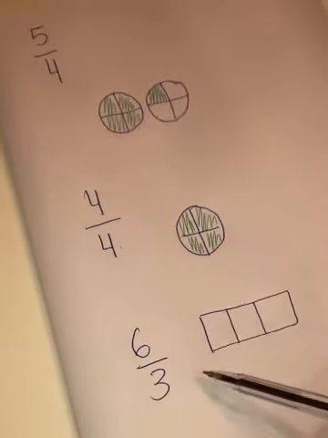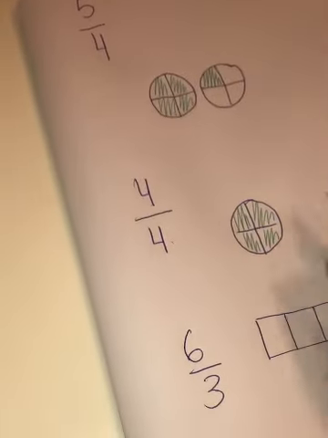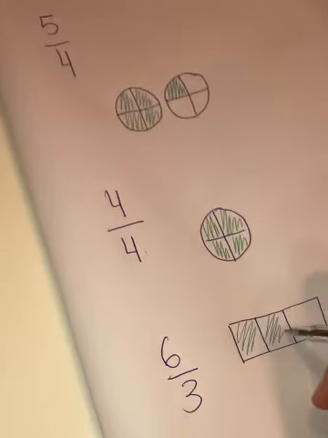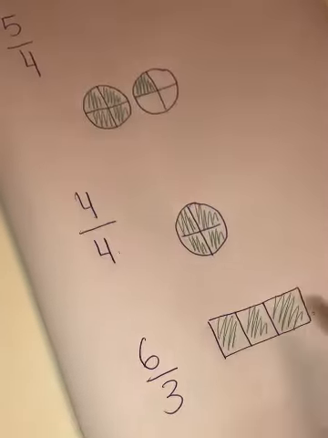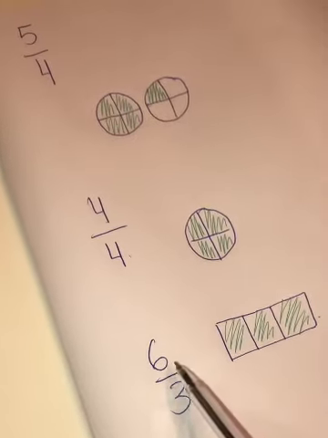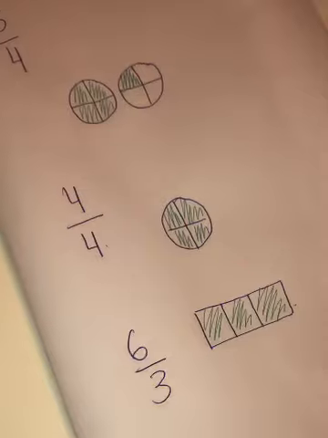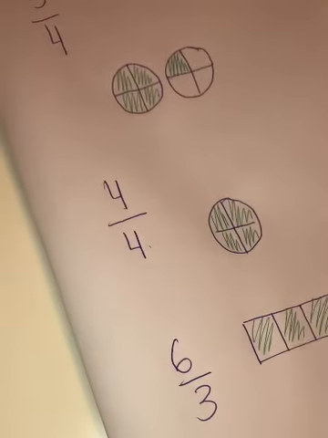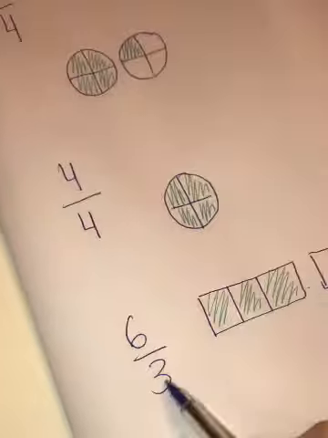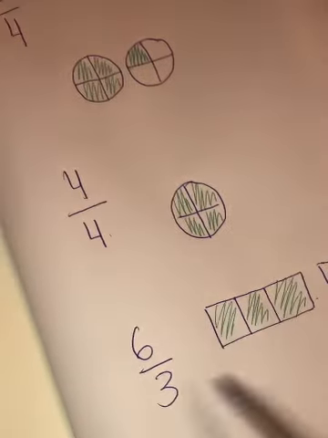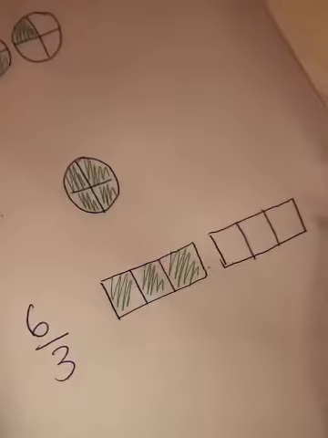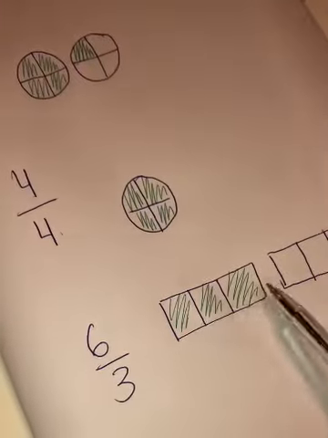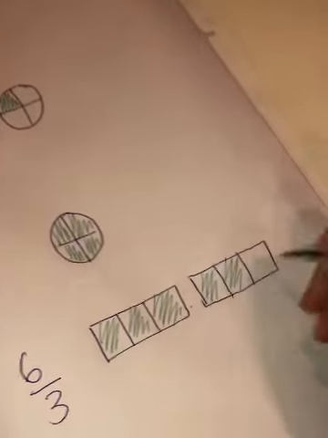But how can I shade 6 parts if I only have 3 parts in total? Let's see. 1, 2, 3. I'm still not done. I only shaded 3 parts and I should shade 6 parts because the numerator means the number of shaded parts. So in this case, I add the same shape again. I should always divide it into the number in the denominator, which is 3. 1, 2, 3. Now I finished 3. I shaded 3. In order to reach 6, I need another 3 parts to shade.